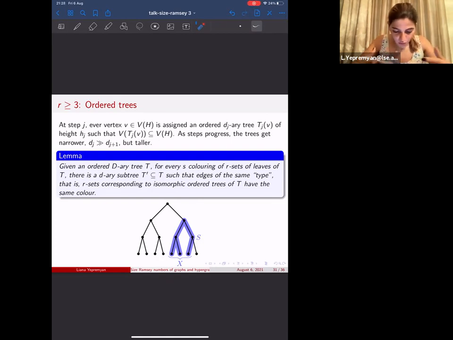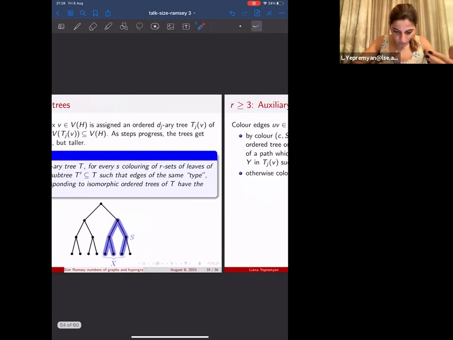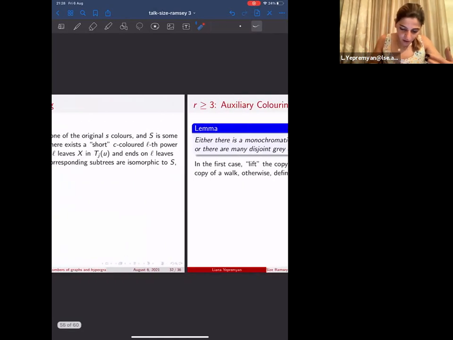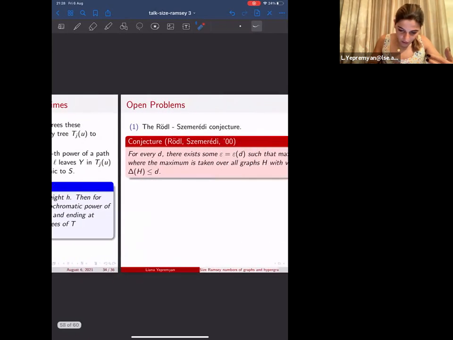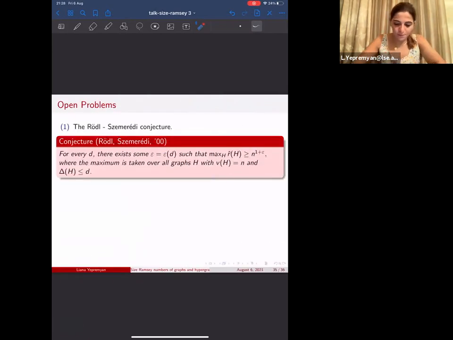Anyways, these ordered trees help us to embed the hypergraphs we want for larger uniformities. Unfortunately, I don't have time to go more into detail there. But yeah, let me just mention open problems.